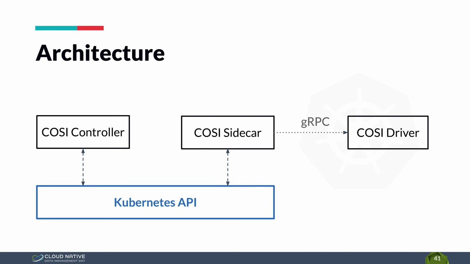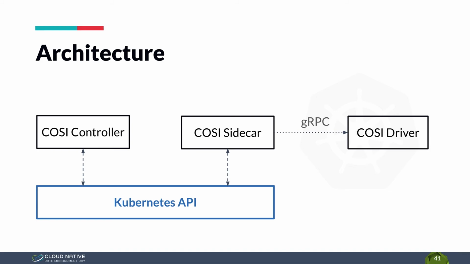So the COSI sidecar, the separation is intended to allow the driver and sidecar to work together without disrupting the operations of the central controller, and without even having the risk of a bad actor. So let's look at what the COSI controller does and what the sidecar does.